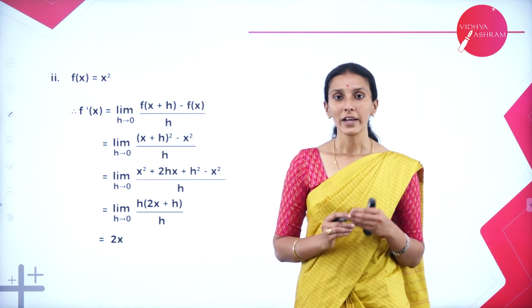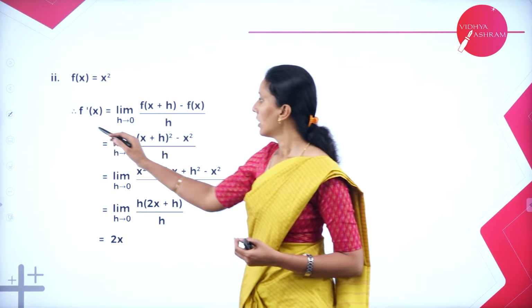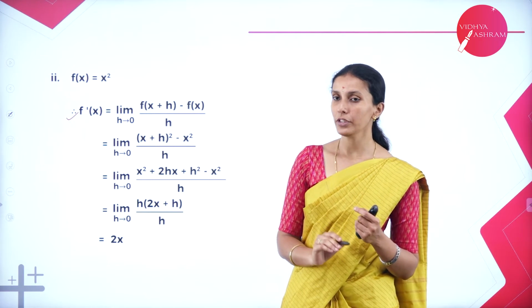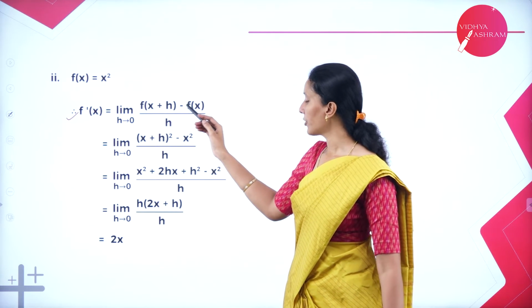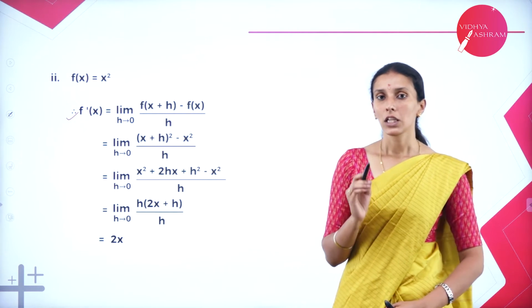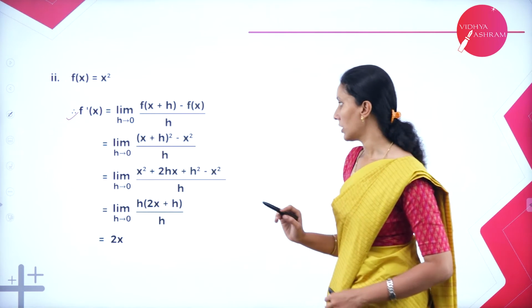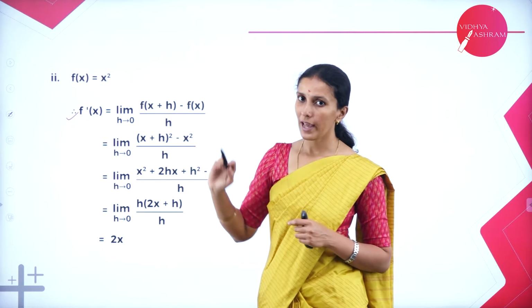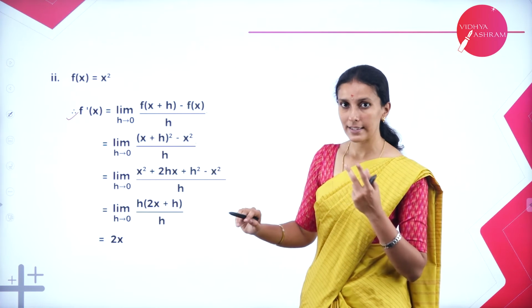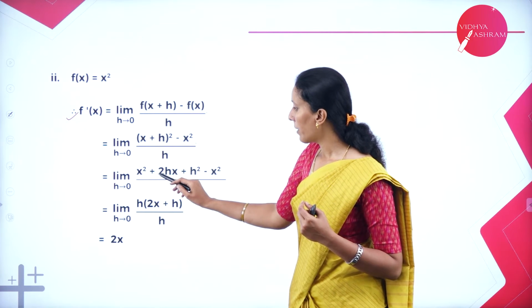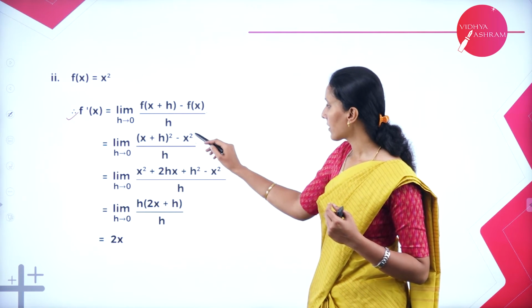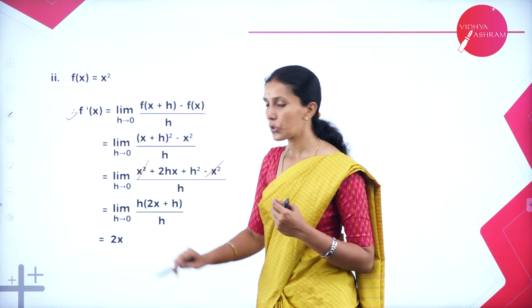Next question, we are taking one more function, f(x) is equal to x square. Apply the first principle derivative definition, that is f'(x) is equal to limit h tends to 0, f(x plus h) minus f(x) divided by h. Next, if f(x) is equal to x square, then f(x plus h) is (x plus h) whole square. Again here x square, same as in the definition, divided by h. Use the (a plus b) whole square formula: a square plus 2ab plus b square, minus x square. Here x square and minus x square get cancelled.